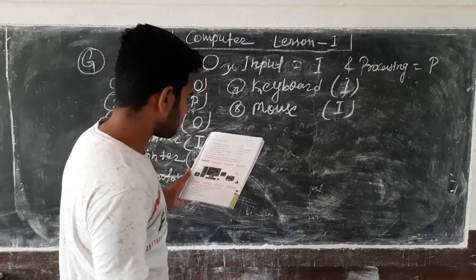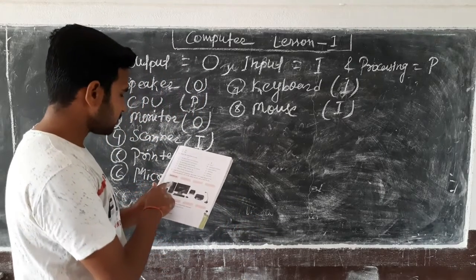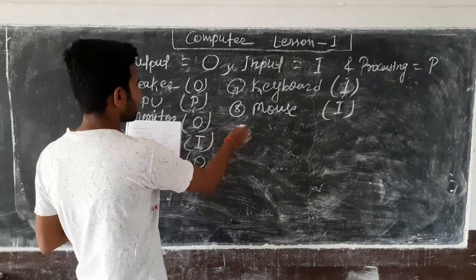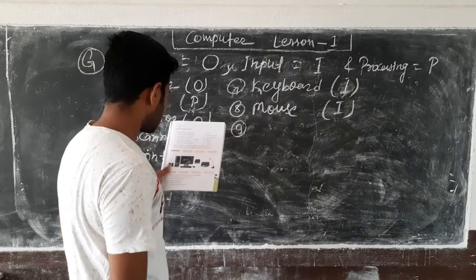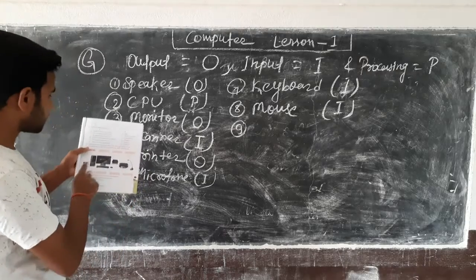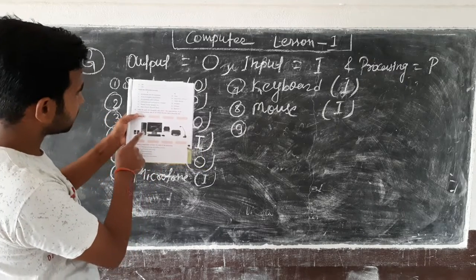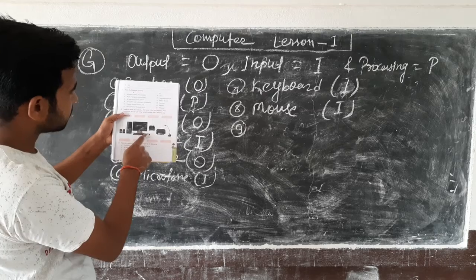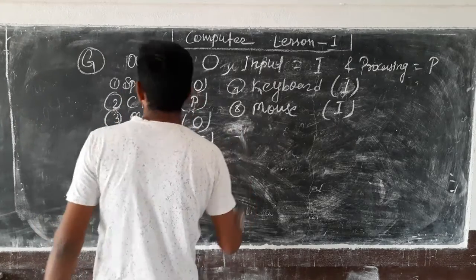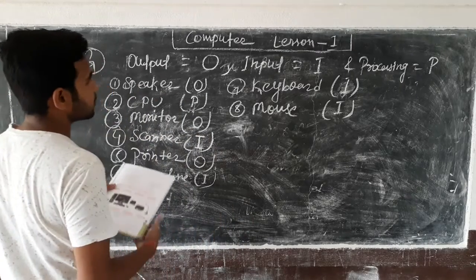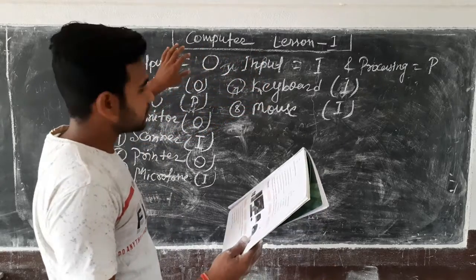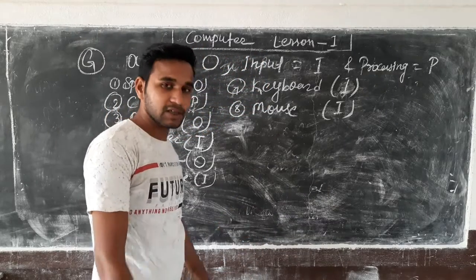So all we have to retain. So given 1, 2, 3, 4, 5, 6, 7, 8, 9. So one left. First number speaker, second number monitor, third number CPU, mouse, keyboard, scanner. This is microphone. So these all are the input, processing and output devices. It is given in your page number 13.